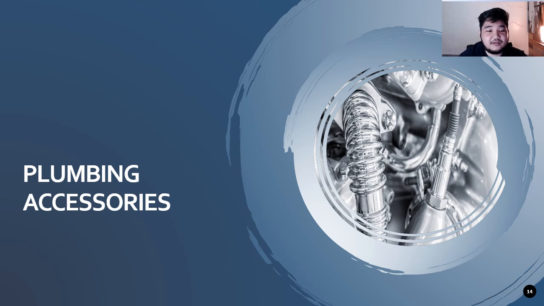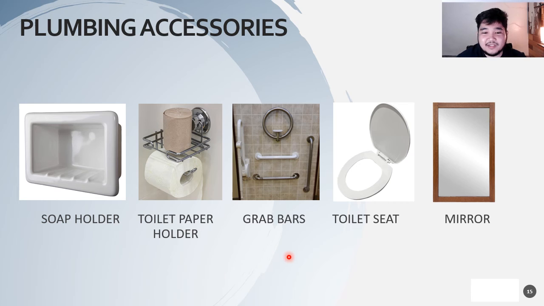Okay, now let's move on to the plumbing accessories, the second category of plumbing devices. These are optional add-ons which do not receive or discharge water but enhance the convenience when one uses the plumbing system. So what are these plumbing accessories? Typically these are your soap holders, your toilet paper holders, and grab bars for persons with disability and elderly people.